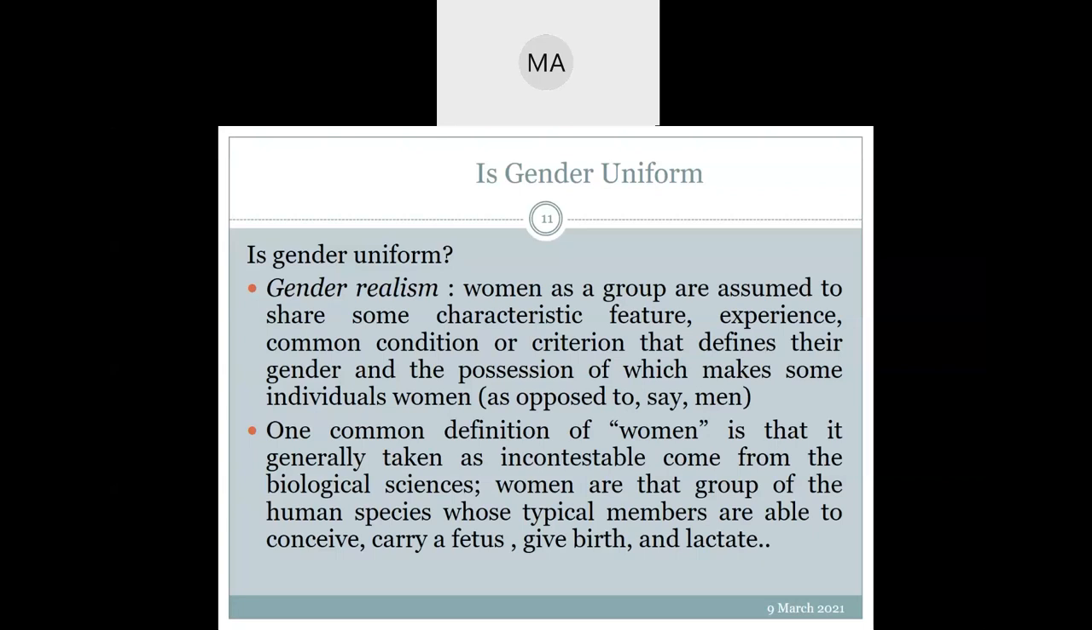Like a simple one related with the age of marriage. Is that a gender issue or a sex issue?